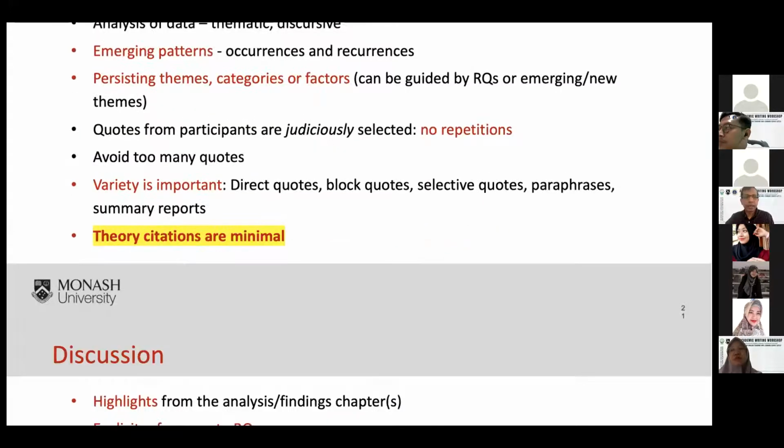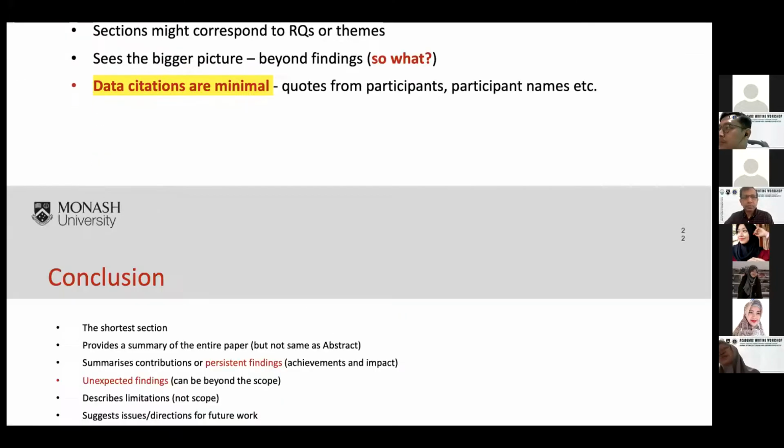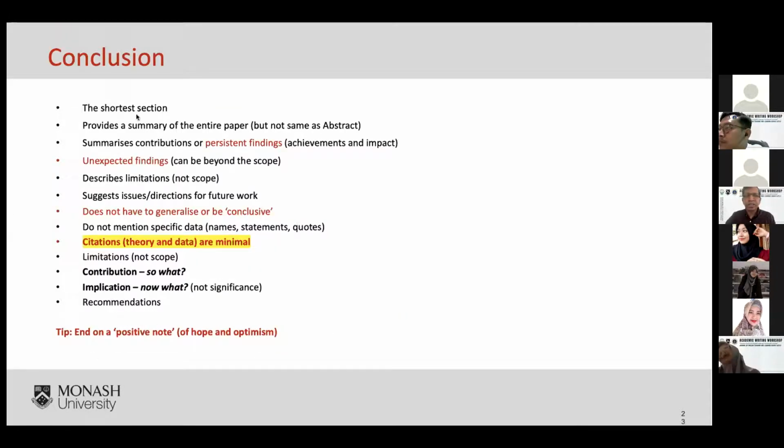Okay, all right. And finally, the conclusion. The conclusion is the shortest section. It provides a summary of the entire paper, but it is not the same as the abstract. Two different things. Make sure the abstract is not the same as the introduction or the conclusion. It could be a combination of both, but it is not exactly the same. Now, you may say that the abstract does exactly this. It summarizes the paper. Yes, but the abstract also mentions research questions and context and rationale and so on.